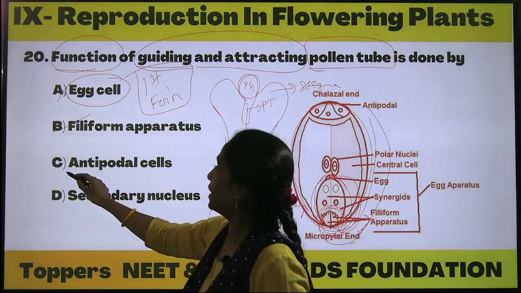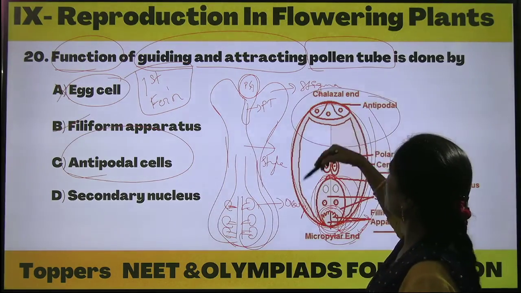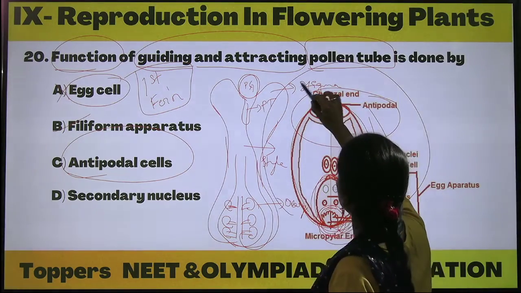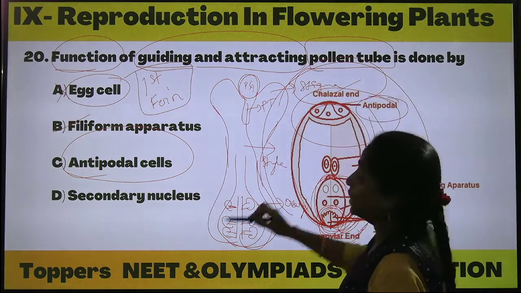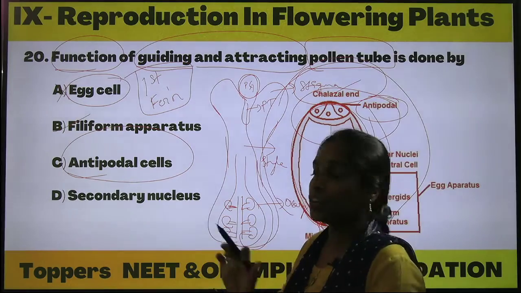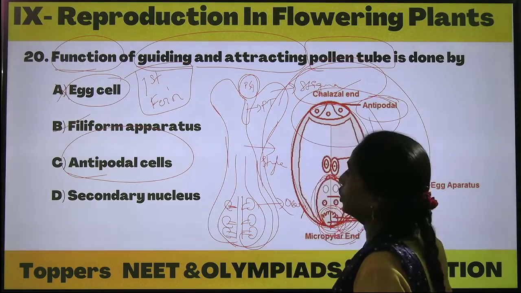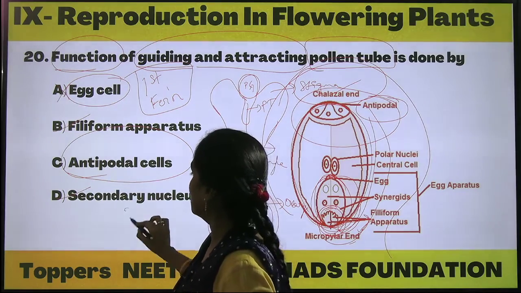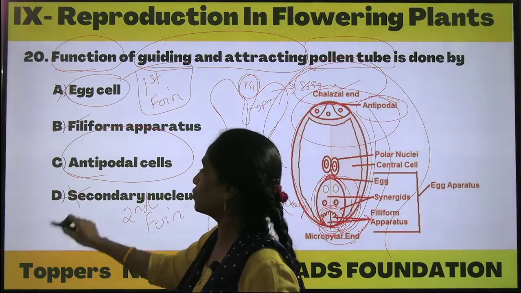And coming to the antipodal cells. What are the antipodal cells? They are seen on the chalazal end of the ovule. If this is the ovule, this is the chalazal end, and these are the antipodal cells. These antipodal cells provide the materials for the development of the embryo, zygote and the endosperm. And the secondary nucleus participates in the second fertilization process. Yes, this is also a wrong option.